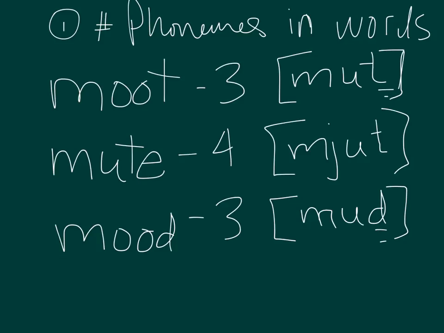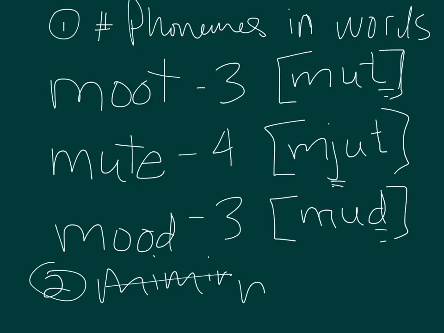Mute is not a minimal pair for those words because it has an extra phoneme. It has a 4th phoneme in it. The Y sound in mute makes it so that it is not a minimal pair with moot and mood. So that's another thing that I'll ask you to identify in the Module 2 quiz, minimal pairs. So that should help you with that concept as well. So that should say minimal pairs.